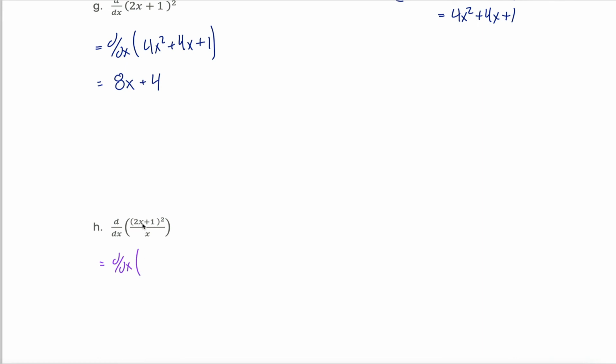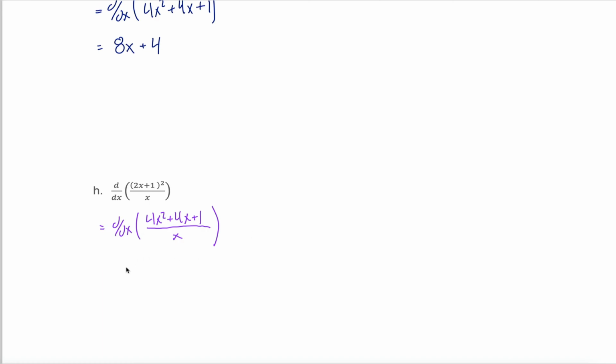Up on the top, we've already seen that 2x plus 1 squared is 4x squared plus 4x plus 1. So what I want to do is divide all that stuff by x. A useful algebraic technique is when your numerator is the sum of a bunch of different terms, you can take each term in the numerator and divide it by the denominator. What I'm saying is 4x squared plus 4x plus 1 over x is the same as 4x squared over x plus 4x over x plus 1 over x.